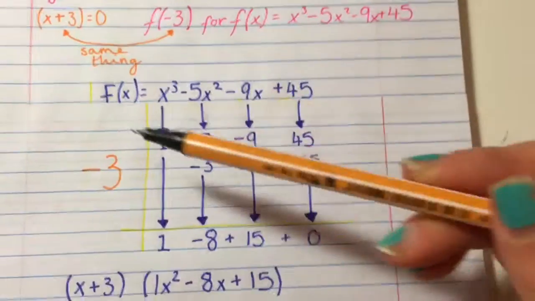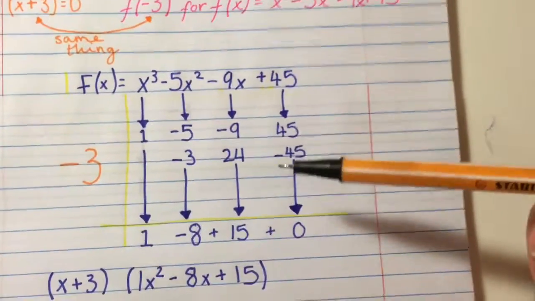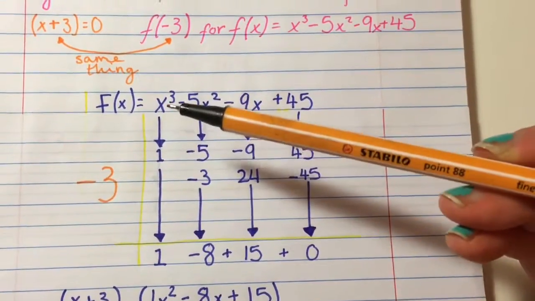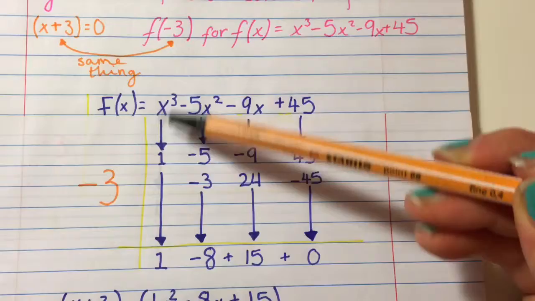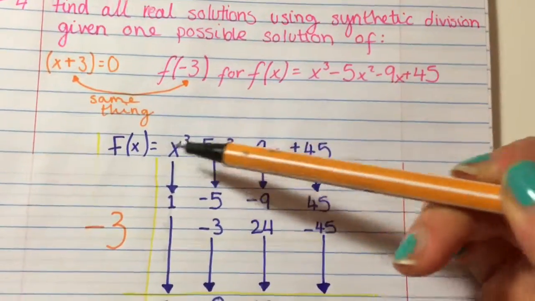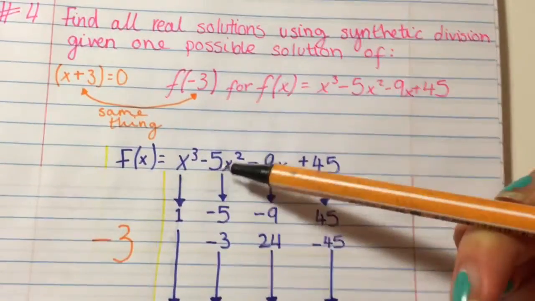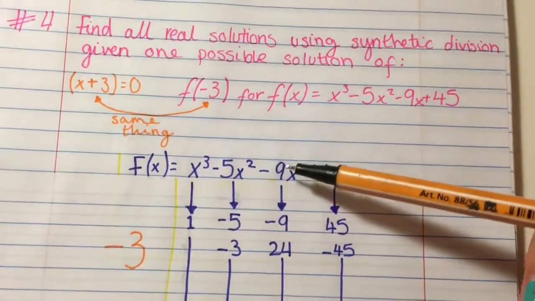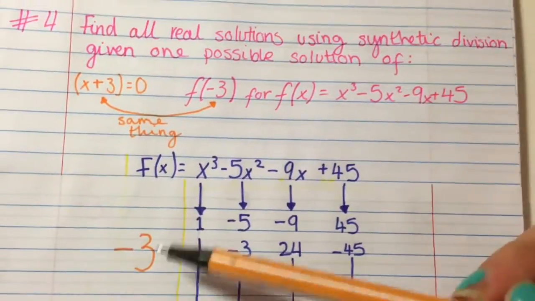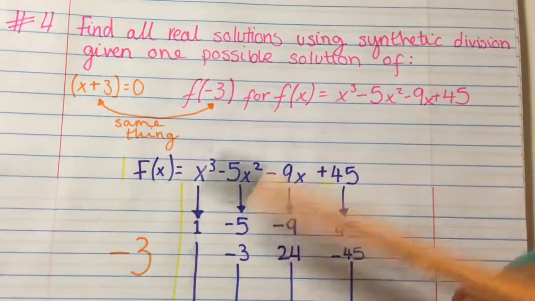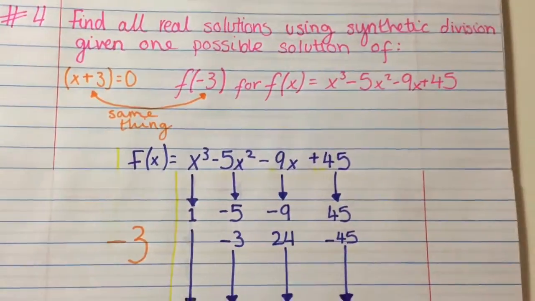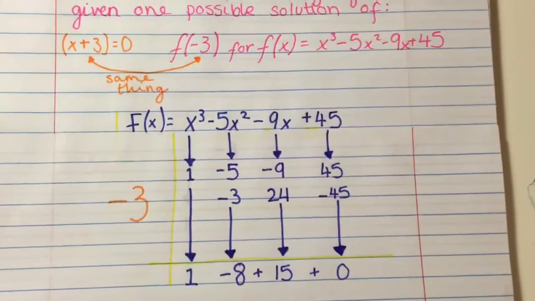So then I wrote out the problem again so it's clearer, and I simply said which was the common denominator, or the letter that's in front. So x is just going to be 1, and here it's going to be negative 5, here's going to be negative 9, and 45. Okay, then out here I put negative 3, which is from here. So this is the synthetic division method.